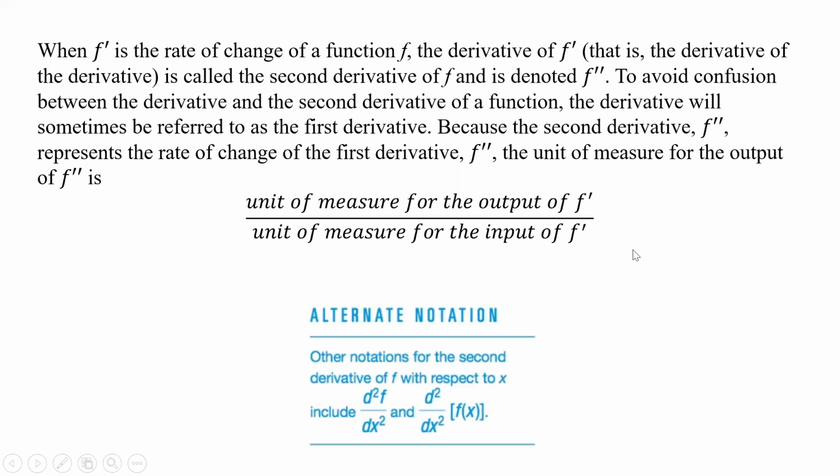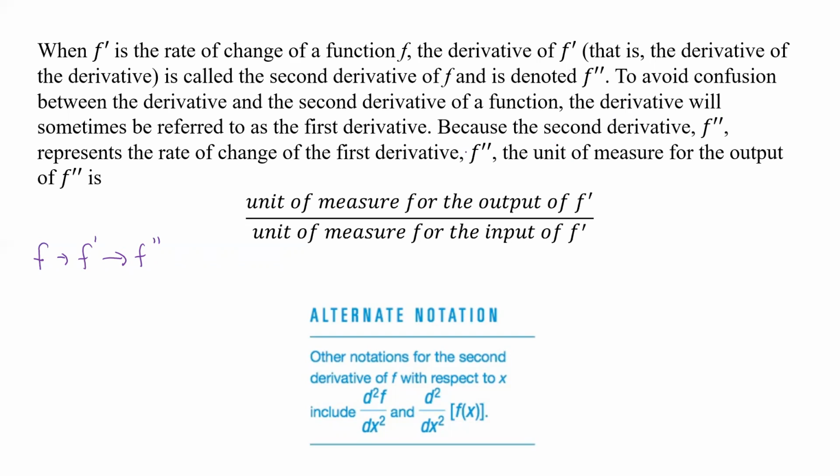Now, f prime, or the first derivative, is the rate of change of a function f, and then the derivative of f prime, that is, if we take the derivative of the derivative, that's called the second derivative of f, and it's denoted f double prime. So, we have our function, then we can take the first derivative, and then we can take our second derivative. Now, what that does is it helps us move through a process, and be able to solve things differently than what we've done up to this point.